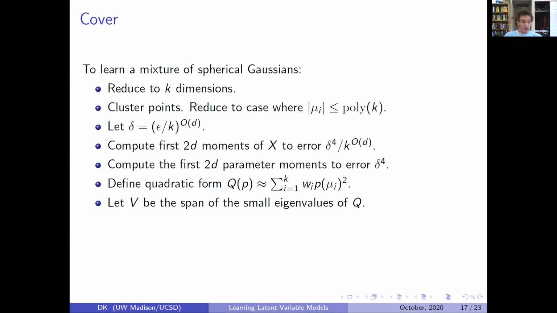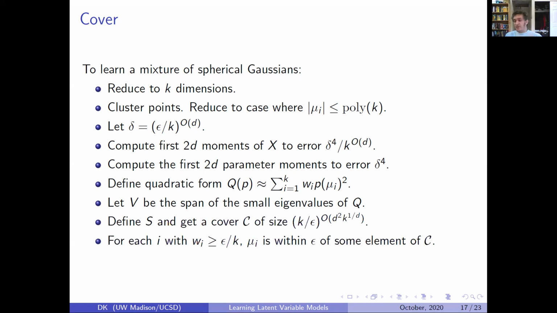Because you note that if Q of P is almost 0, then basically all of the means have to almost vanish at P. So we define S as we did before, and we get a cover C of size (k over epsilon) to the O of D squared k to the 1 in D. And we note that for each i where the weight of the ith component is at least, say, epsilon over k, then mu_i is within epsilon of some element of this cover. Okay, so we have a cover.